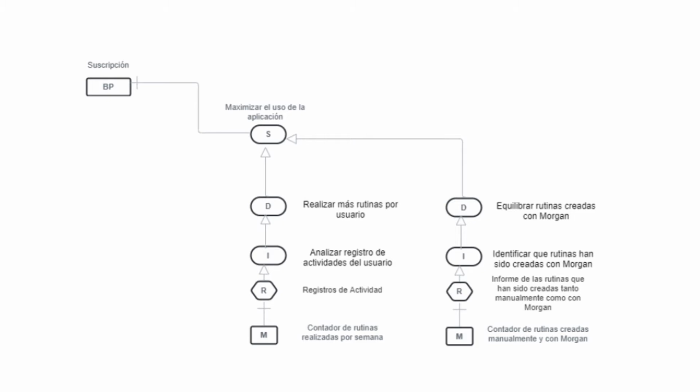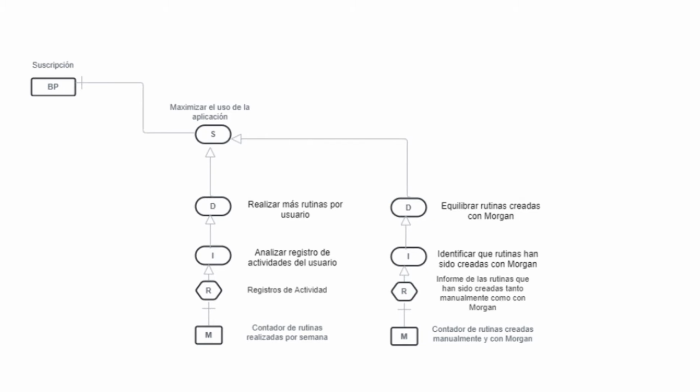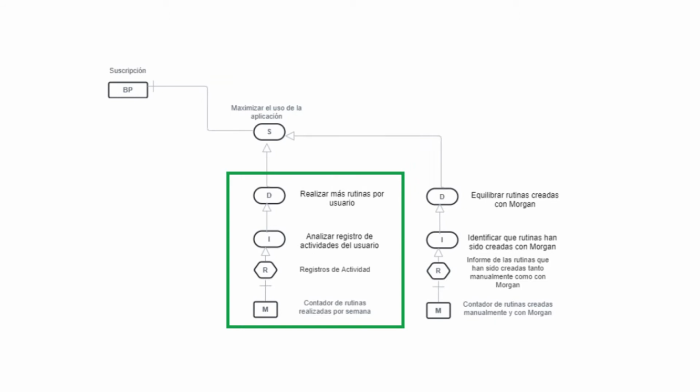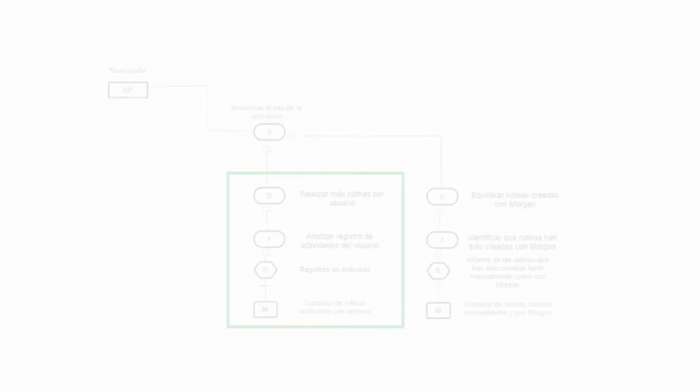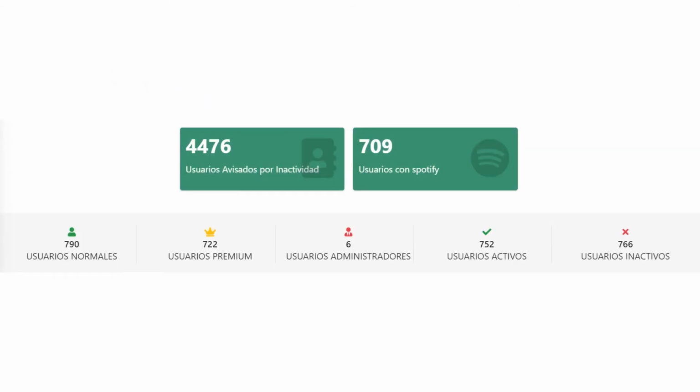With the goal of maximizing the use of our application, we will have the following KPIs. The following KPI consists of tracking the use made by the users of the application by tracking the number of routines that have been performed on a weekly basis.